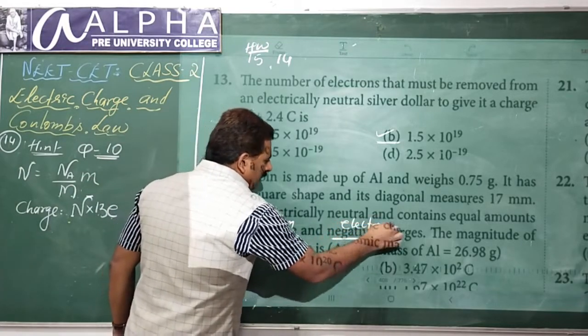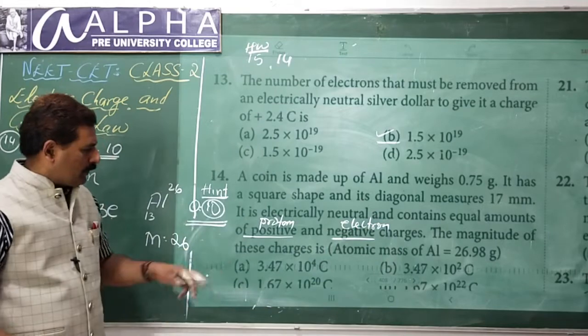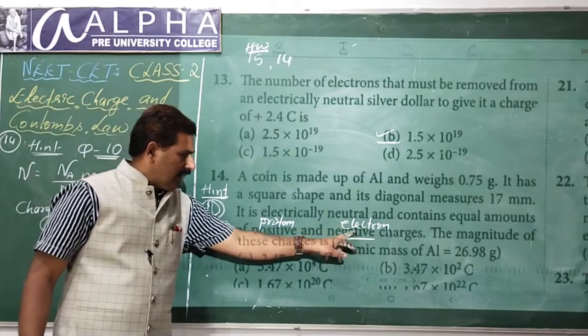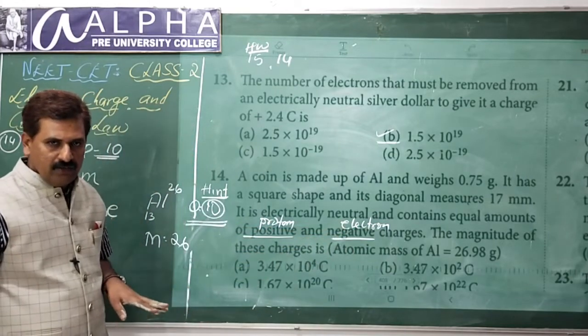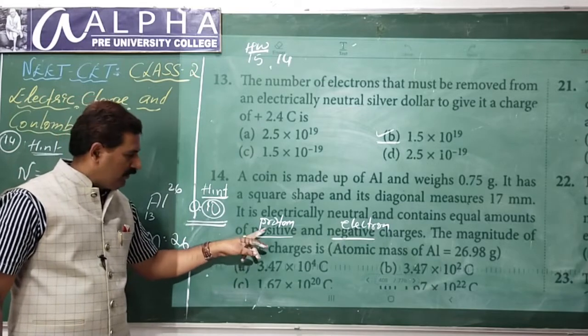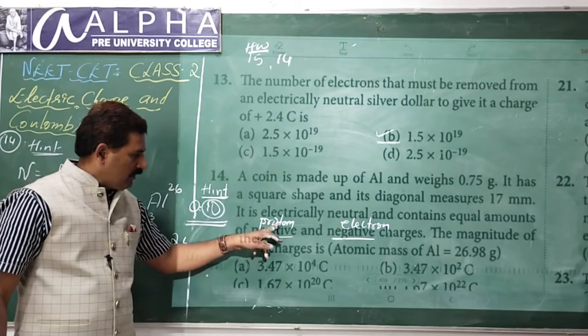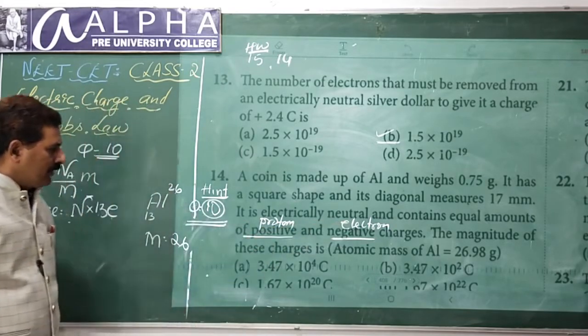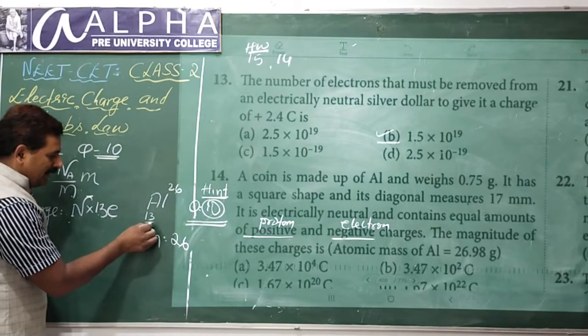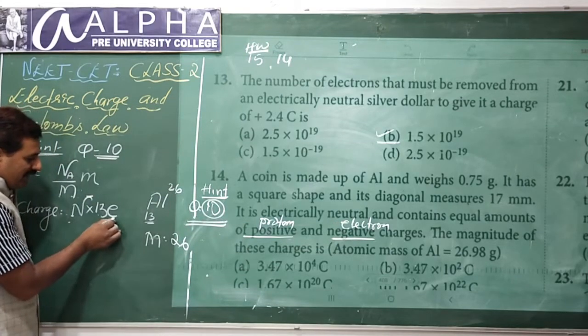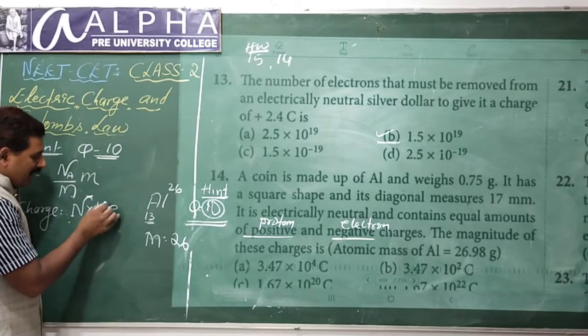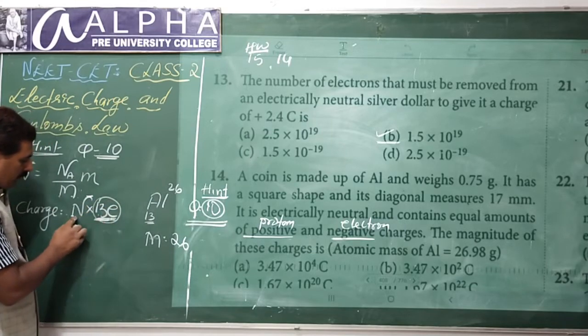You need to find either proton charge or electron charge, the total charge of proton or total charge of electron. How many protons are there? 13. What is charge of each proton? E. So 13E. 13E is the charge, multiplied by number n.